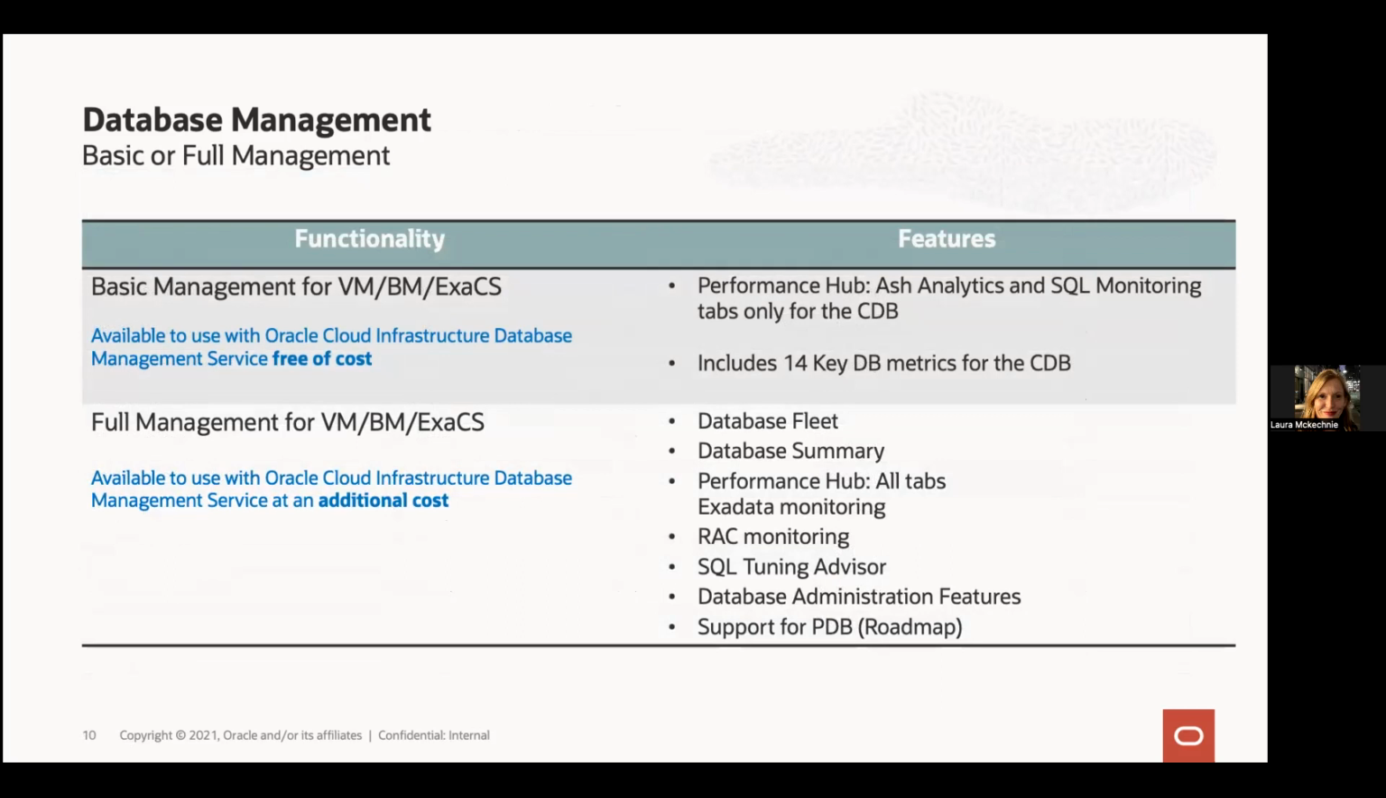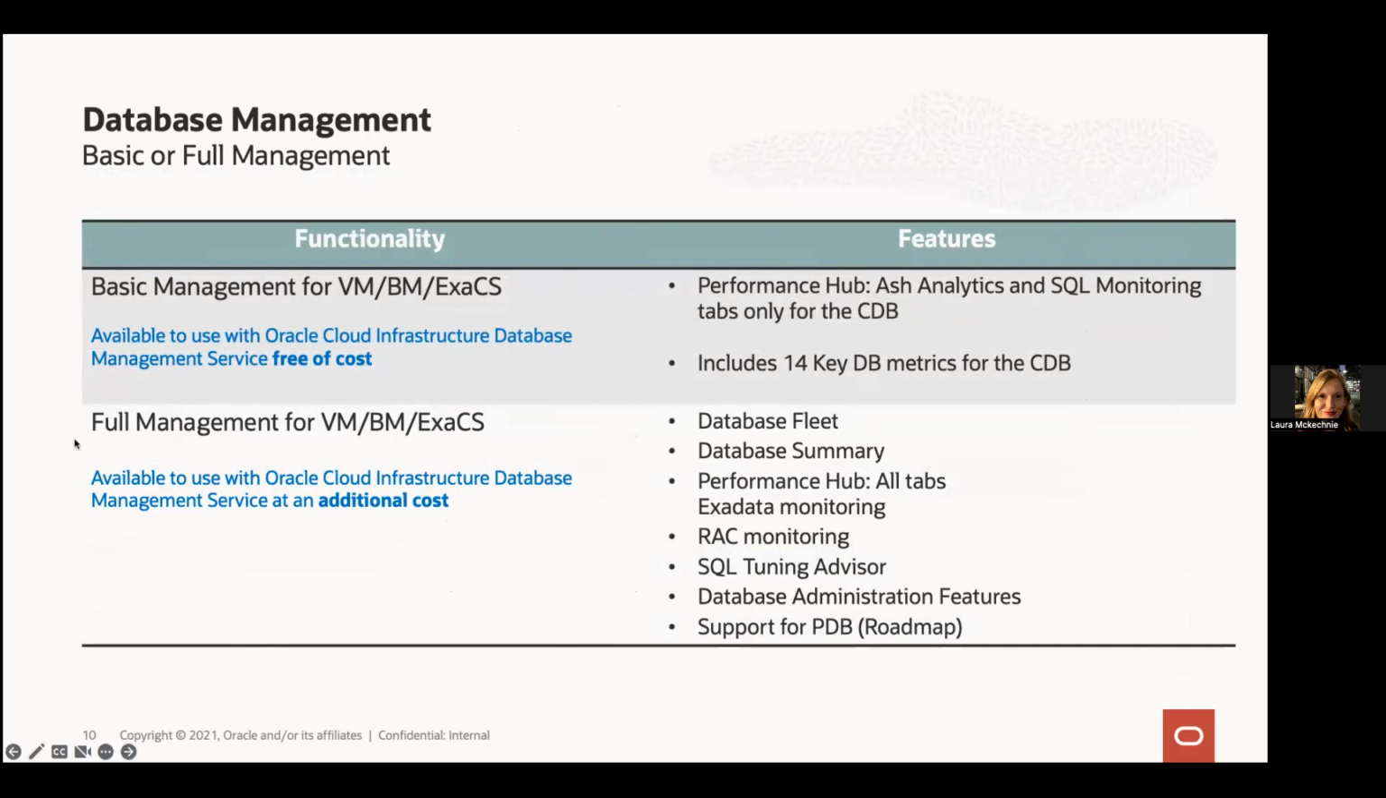So this is the breakdown of how the Database Management service works from a feature perspective, right? There's a baseline feature called basic management for cloud databases. That is available for VM and ExaCS based databases. That includes out-of-the-box Performance Hub with ASH Analytics and SQL Monitoring tabs only for CDB based databases. It also includes 14 key DB metrics for CDB.